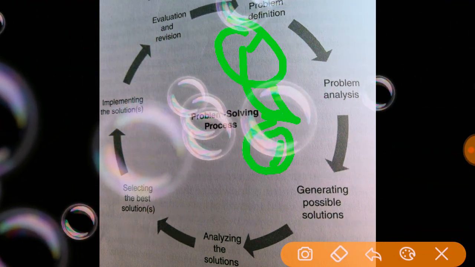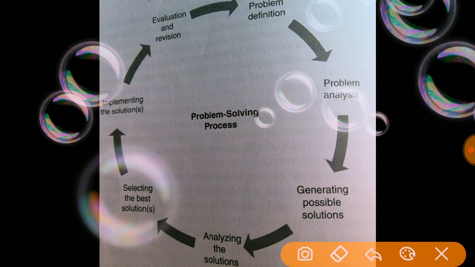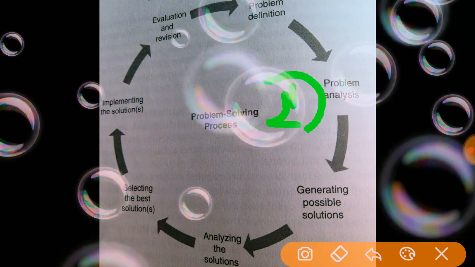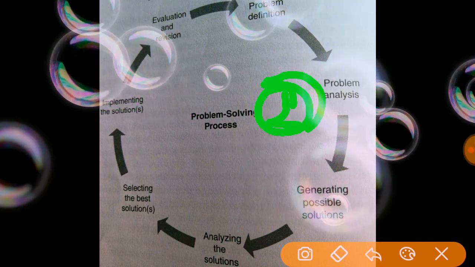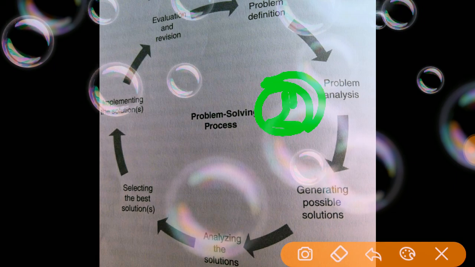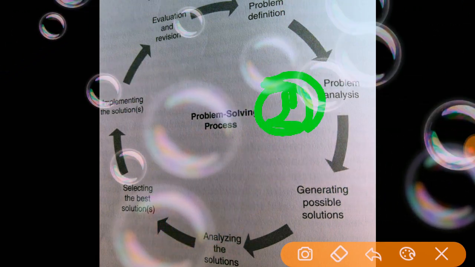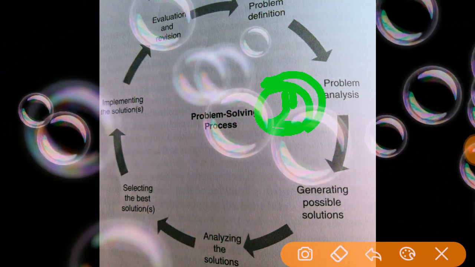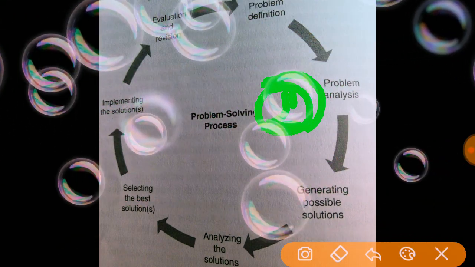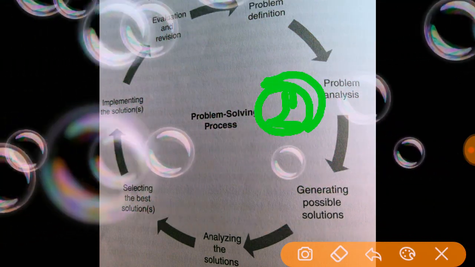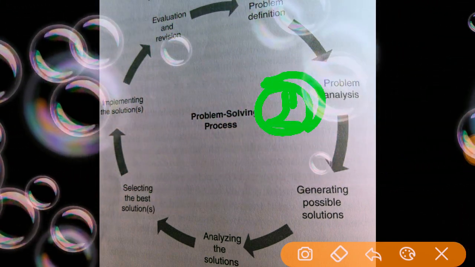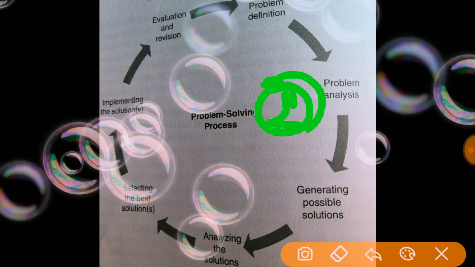Coming to the second step, the next step is the problem analysis. Problem analysis means how the problem affects the researcher and his or her current situation. Here we have to find out the researcher's current situation and the other people involved in this situation, the gravity of the problem, and all the factors that contribute to the problem.